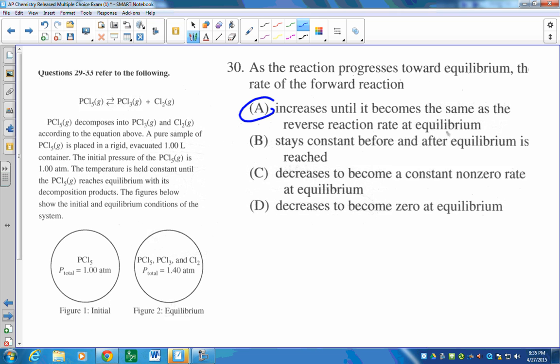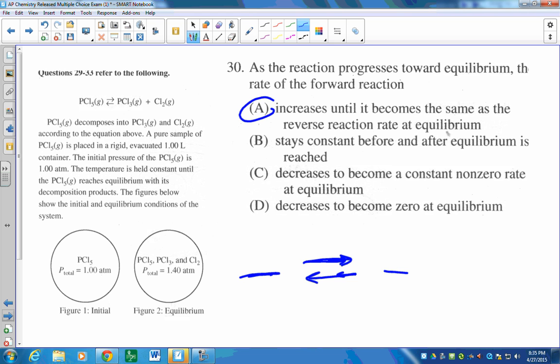No, because in the beginning, the forward reaction is going faster than the backward reaction, because you have a lot more of the stuff on the left and little stuff on the right. So this one is faster first, and this one is slower at first, but this one starts to slow down and this one starts to speed up until they're the same.